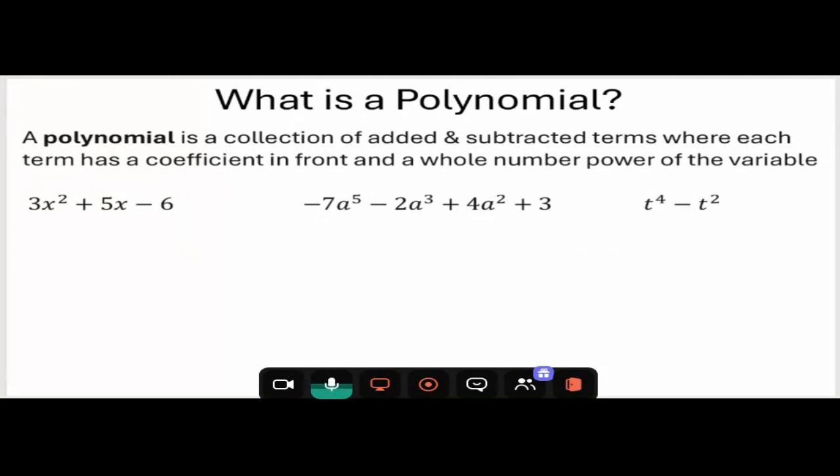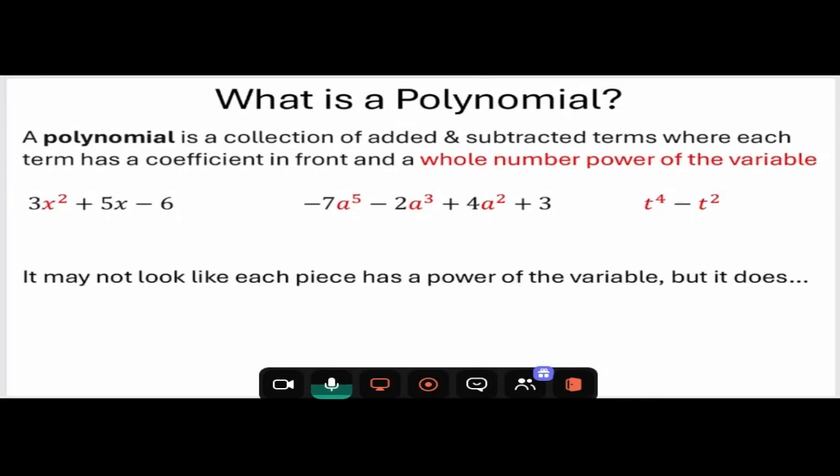What is a polynomial? You don't really need to ever reproduce this definition, but just so you understand, it's a collection of added and subtracted terms where each term has a coefficient in front and a whole number power of the variables. So look at these. We have pieces being added or subtracted in each of these. And remember, the way we think about this is every term is either positive or negative. And if it's the very front one and happens to be positive, we're lazy and we don't put it there, but we know there is a plus in front of that 3x squared and a plus in front of that t to the fourth.